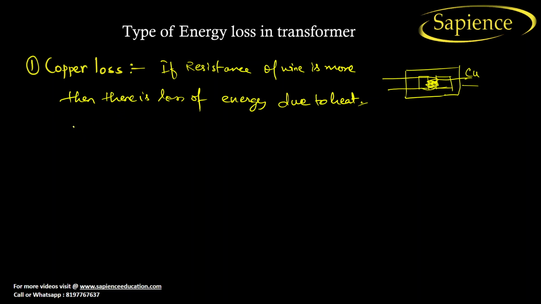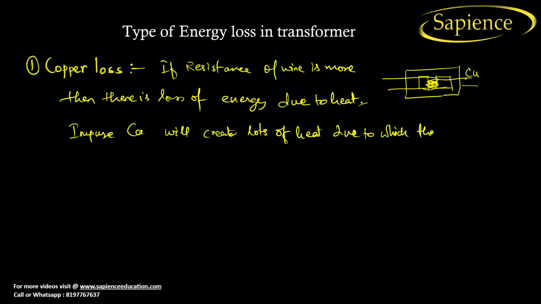Next one is impure copper. Let us consider impure copper. It will create lots of heat, due to which there is a loss of energy, and this is known as copper loss.